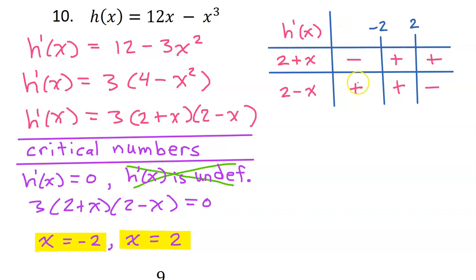Now, let's judge the sign of the overall derivative. In the first column, we would have a negative times a positive.